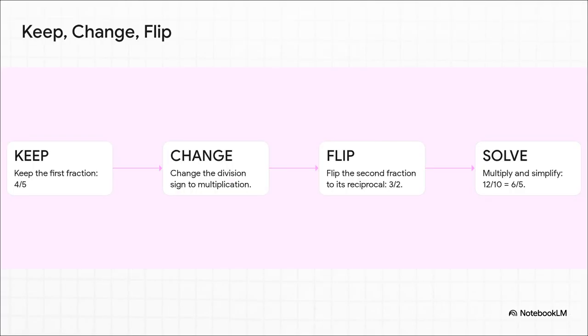This all leads to a really simple 3-step process you might have heard of: keep, change, flip. First, you keep the first fraction, 4/5, exactly as it is. Then, you change the division sign to multiplication. And finally, you flip the second fraction to its reciprocal, which is 3/2. Now, it's just a simple multiplication problem. 4 times 3 is 12, 5 times 2 is 10. We get 12/10, which simplifies down to 6/5.